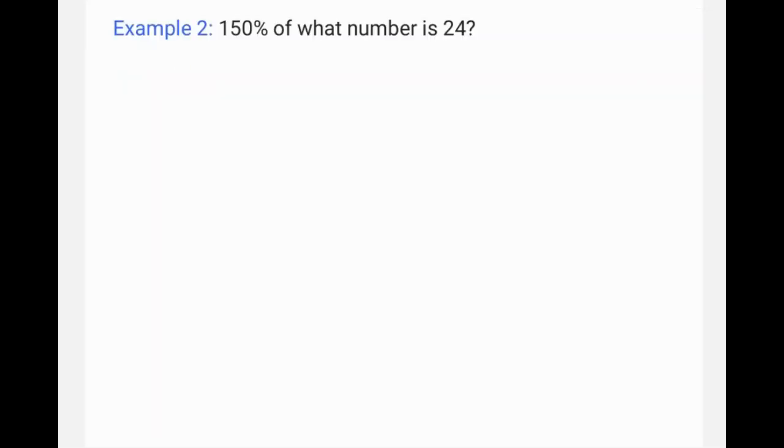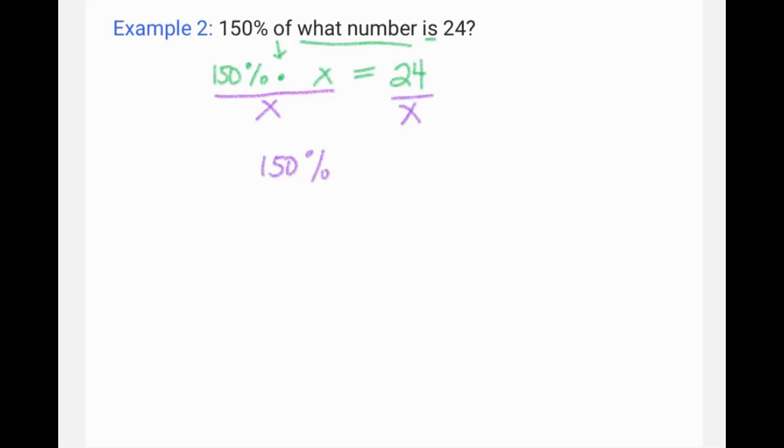In example 2, the question is asking us 150% of what number is 24. So let's do some translation. We have 150%, of is multiplication, what number is X, is is equals, and we have 24. And again, we want to have the percent by itself, so in this case we're going to divide both sides by X. So we have 150% is equal to 24 over X.